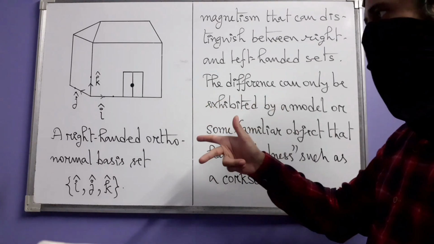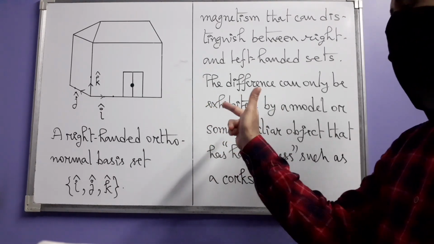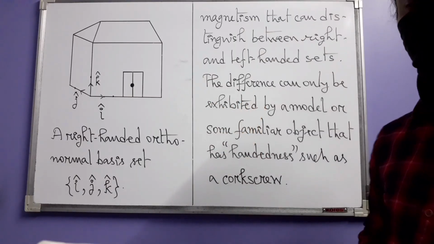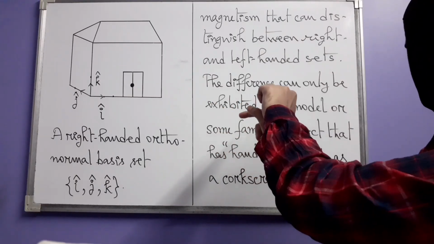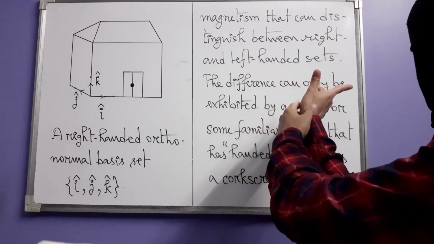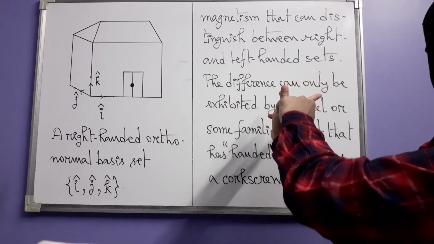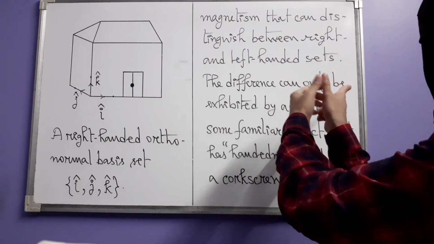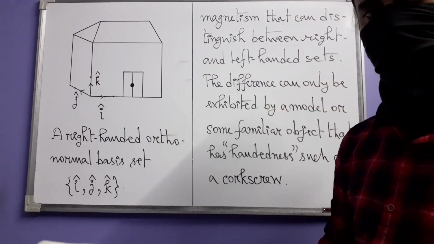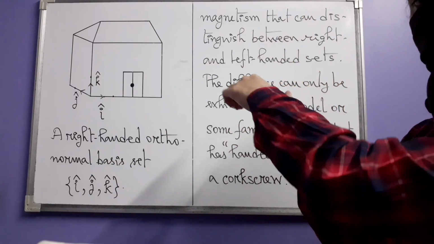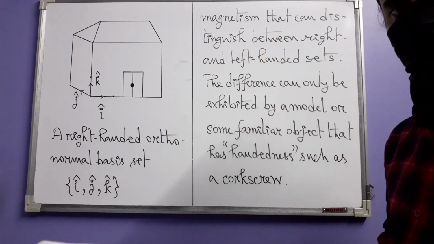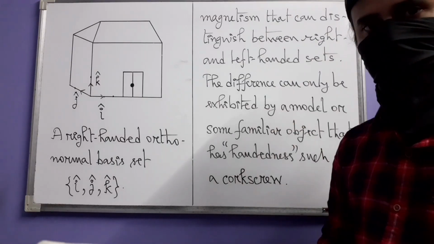You try to imagine how you can orient your hand so that your index will point in the, actually I can show it like this, but it's a bit inconvenient for me. I points in that direction, J points in that direction, and K points in this direction. Index, middle, thumb. So that is the right-handed set.